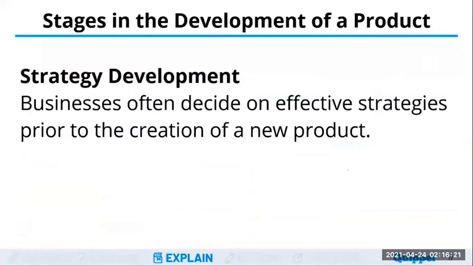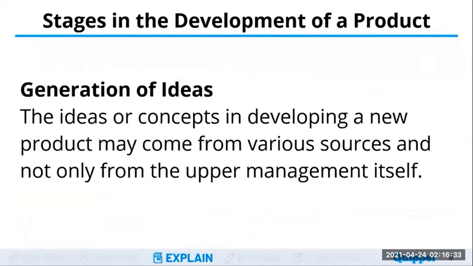Strategy development. So we have the stages in development of a product. First is the strategy development. Businesses often decide on effective strategies prior to the creation of a new product. So first, we have the generation of ideas. The ideas or concepts in developing a new product may come from the various sources and not only from the upper management itself.